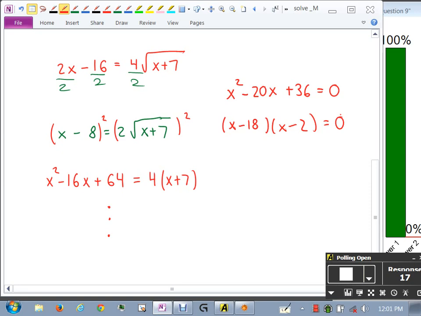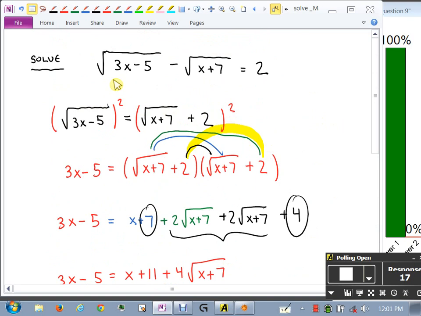You have to check your answer. If you come back up here and you plug 2 in here, 3 times 2 is 6, minus 5 is 1, square root of 1 is 1. Okay, 2 plus 7 is 9, square root of 9 is 3. 1 minus 3 is not 2, it's negative 2. See, and that's what the squaring does. If I take the number 2 and square it, I get the same as what I do when I square negative 2. So squaring introduces these extraneous solutions.